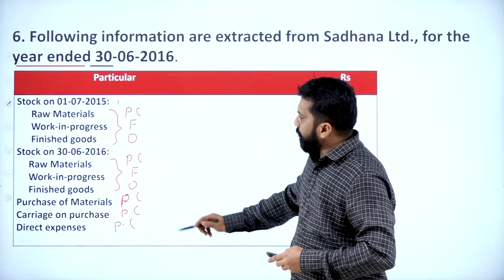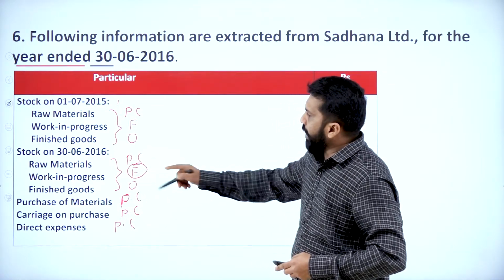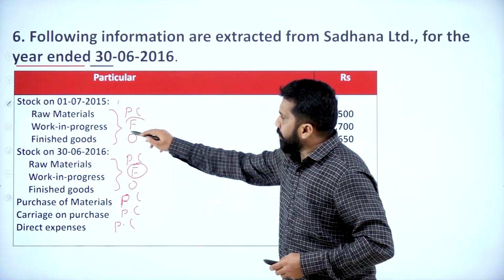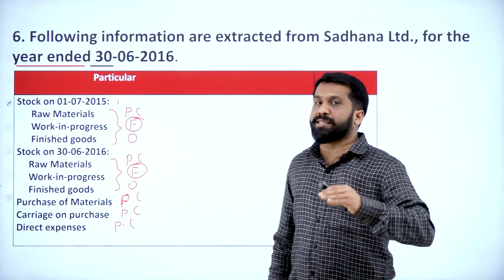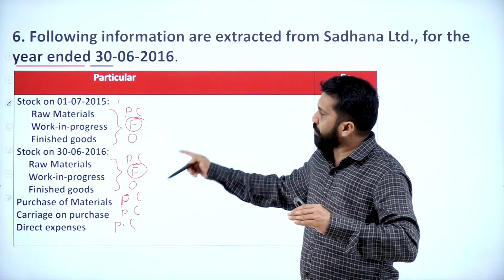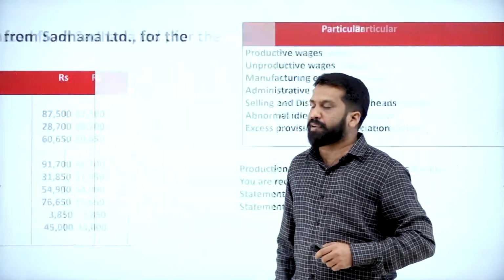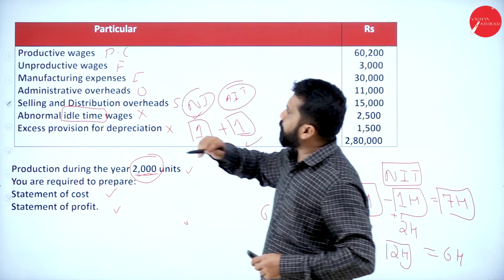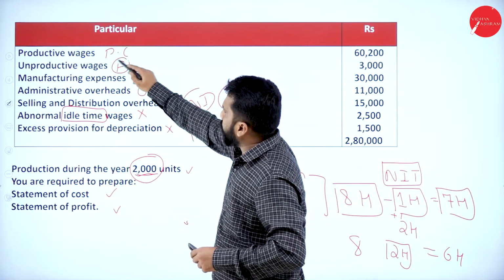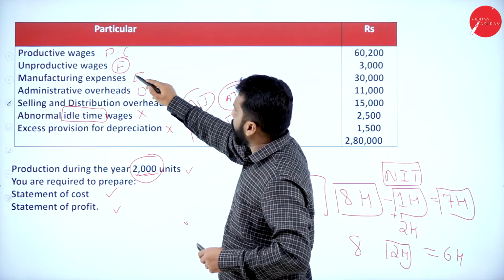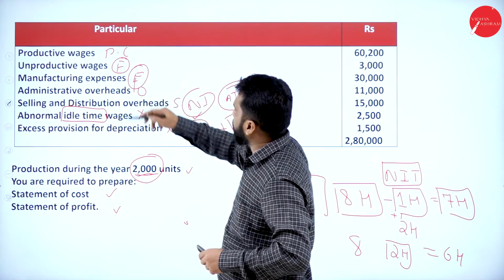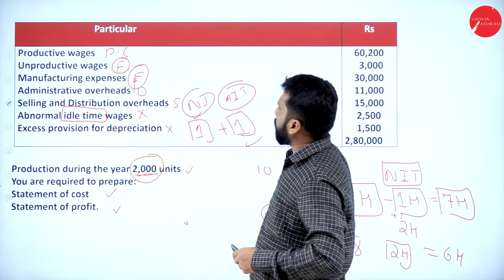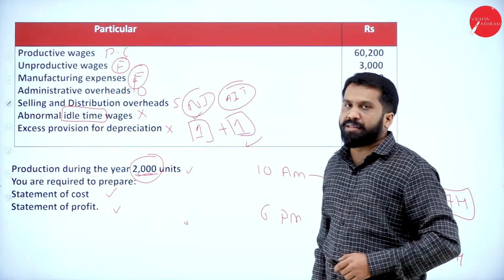All comes under prime cost except you have work in progress. Opening work in progress, closing work in progress. Opening has to be added. Closing has to be subtracted. Do you have anything about factory? Yes. We have unproductive wages. We have manufacturing expenses. And okay, we have only 2 plus 1. Total we have 3.